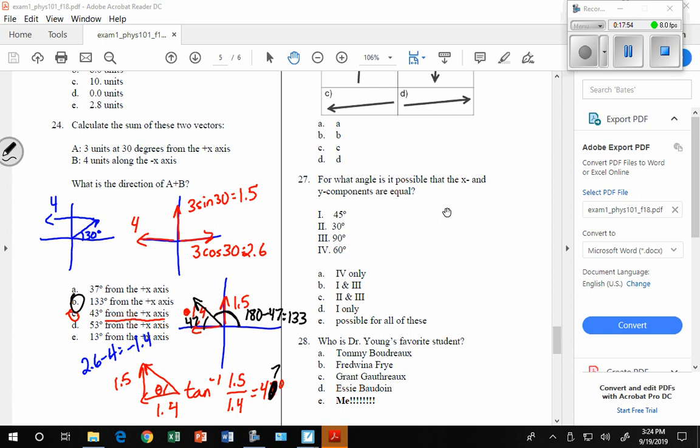All of these are from the positive x-axis, and because this is in the second quadrant, that's why we subtracted from 180. If we were in the third quadrant, it'd be 180 plus the angle. If we're in the fourth quadrant, we'd subtract it from 360. Now, knowing your quadrants helps. Could we have just drawn the resultant and known that?